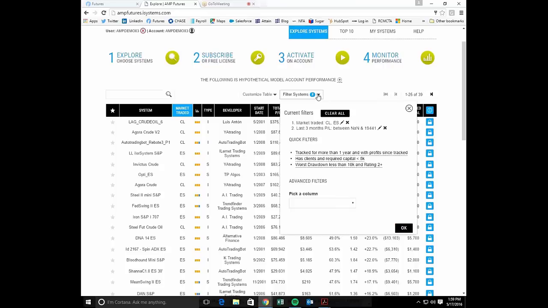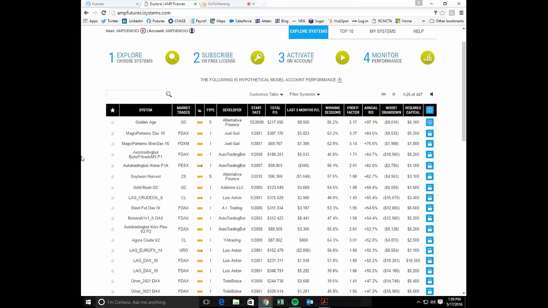What's important about being able to sort the different systems is being able to really find what's going to work with your risk profile. Every system will have a different risk profile associated with it, and so it's important to understand what that profile is to meet what your goals are in the market.